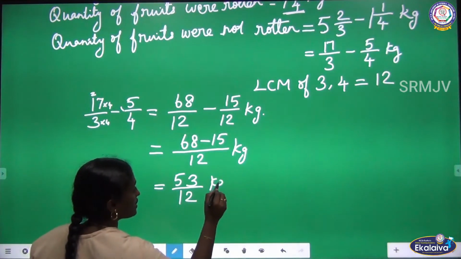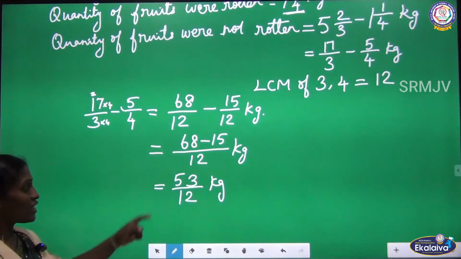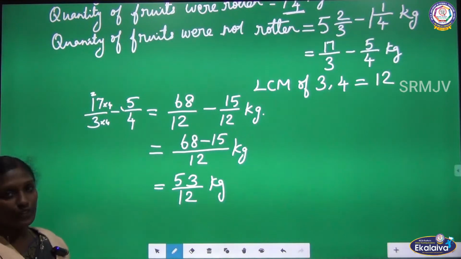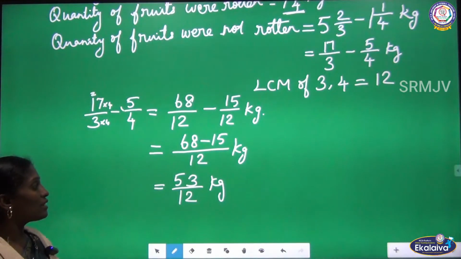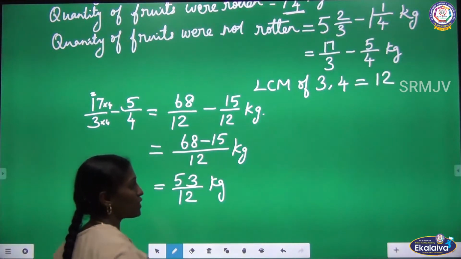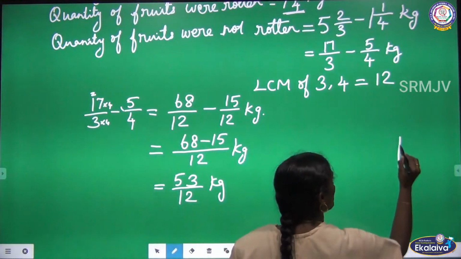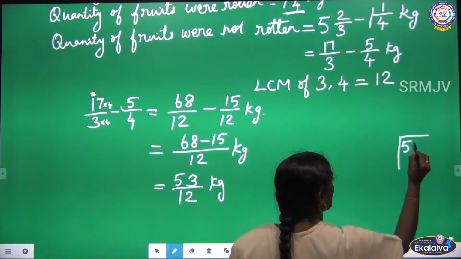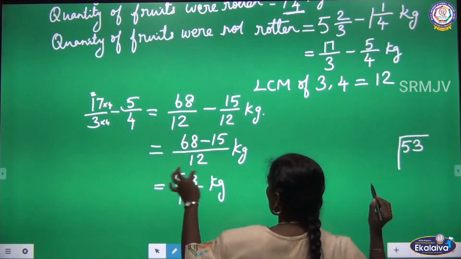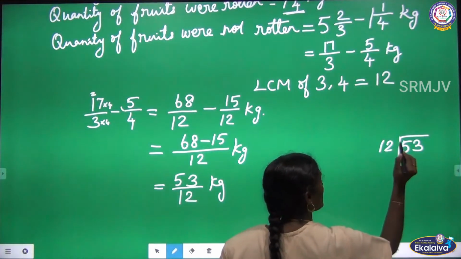53/12 kg. Here, the fraction 53 is greater than 12. The numerator is greater than the denominator. This is an improper fraction, so we have to convert it into a mixed fraction. For that, we have to divide the numerator by the denominator.